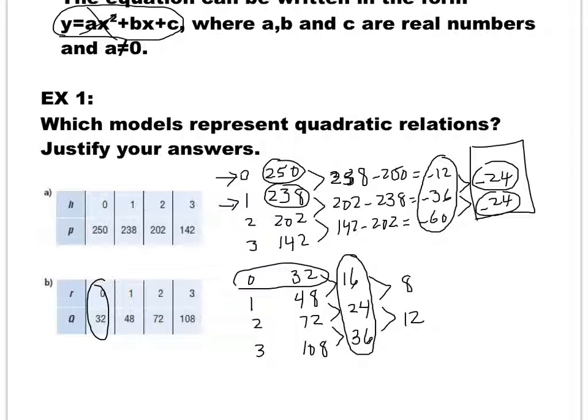So I'm going to jump to the second differences. The second differences: 24 minus 16 is 8. 36 minus 24 is 12. Again, you can see the second differences are not the same. So that tells you that this relationship is not even quadratic. So it's not linear and it's not quadratic.